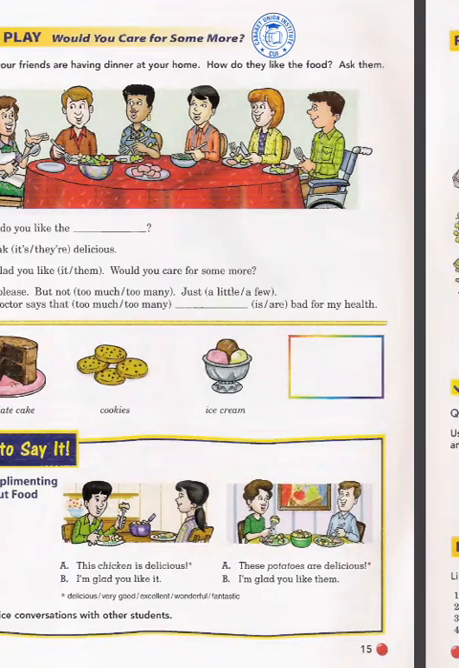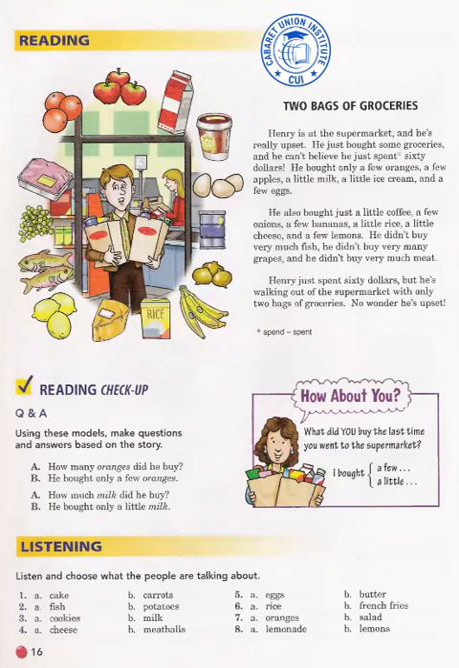Two bags of groceries. Listen. Henry is at the supermarket, and he's really upset. He just bought some groceries, and he can't believe he just spent $60. He bought only a few oranges, a few apples, a little milk, a little ice cream, and a few eggs.